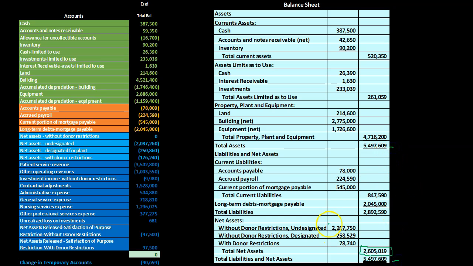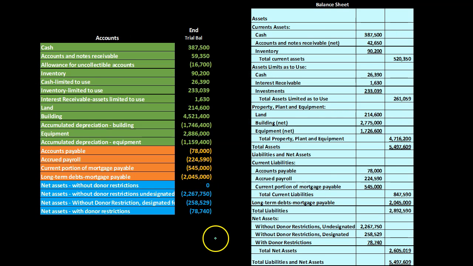And then you can go back to these numbers and say, okay, now I need to break this 2,605,019 out into these three numbers. Smaller problem. I know that this number works. I know that we are in balance. How can I then break that out into these numbers? We did that with the closing process entry. When we did the closing process, we closed all temporary accounts to the proper net asset account and then reallocated as needed in order to get our breakout between these three numbers.